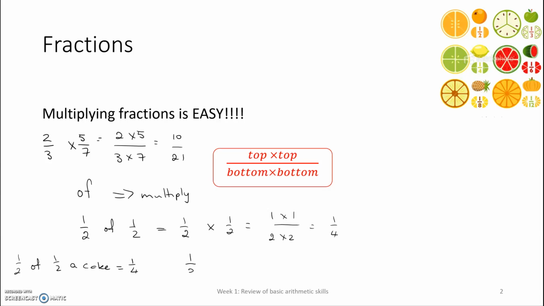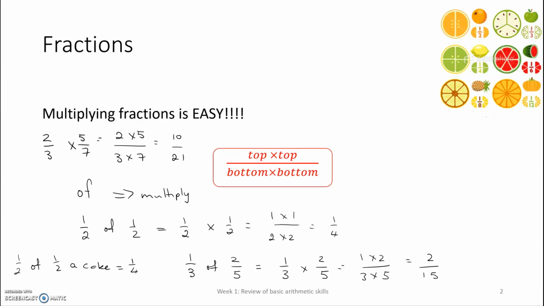A third of 2/5 is the same thing. It's a third times 2/5, which is 1 times 2 over 3 times 5, which is 2 over 15.